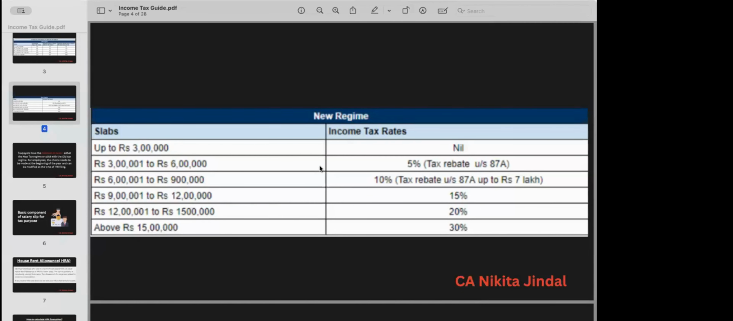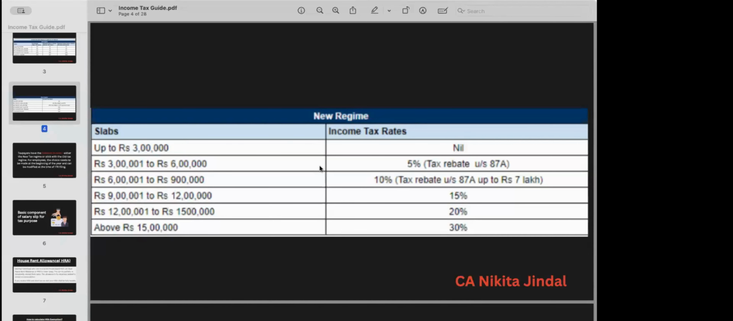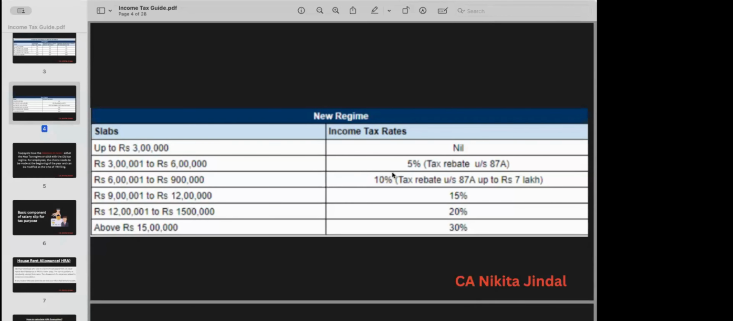Next question. If parent age is more than 75 years and not having health insurance, can I claim deduction of medical expenses incurred and how much? So if your parents' age is more than 75 years, you can claim a 50,000 deduction under section 80D for Mediclaim. 50,000 is the limit. Okay. Thank you.